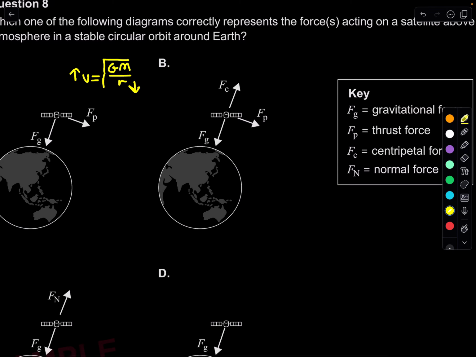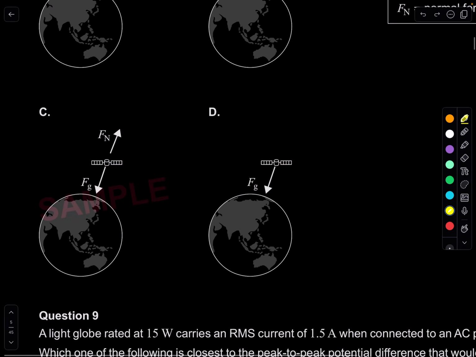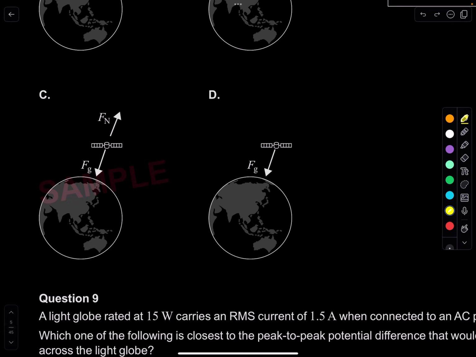Next one. So FC is the centripetal force. No, the centripetal force is your net force. It's basically your force of gravity. It's always towards the center of the Earth, so that's already wrong. Why is the centripetal force going that direction? What about C? Okay, we have a force of gravity going there.